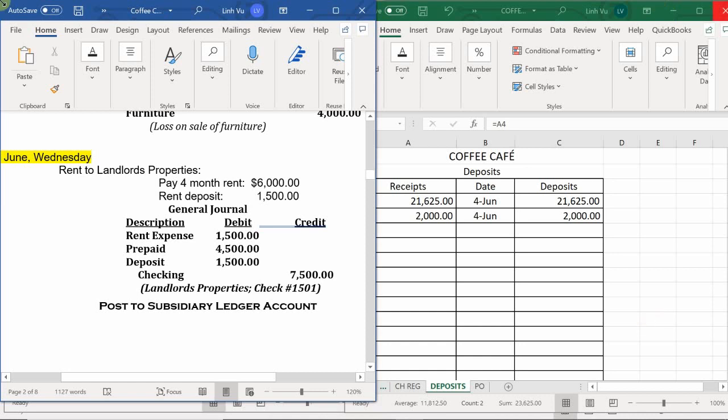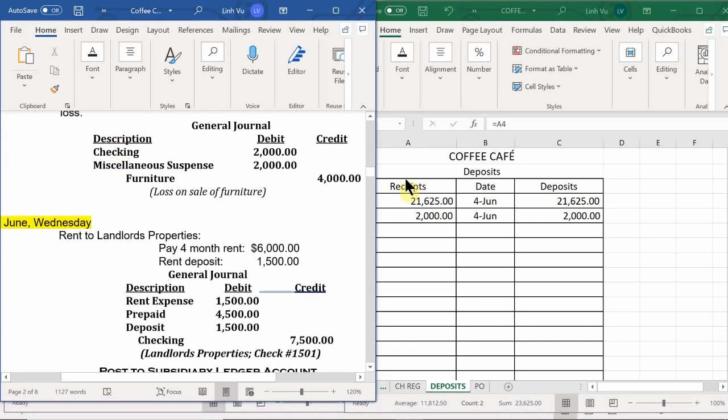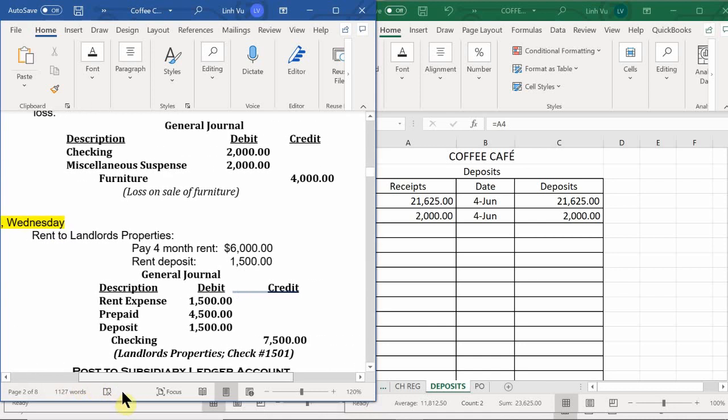So again, we just purchased our furniture and then we just sold it, right? And we were able to journalize it as well as successfully put it in our ledger. So let's see what happened next. Now we are finally on a new day. It is now Wednesday, June 5th. So what happened here?